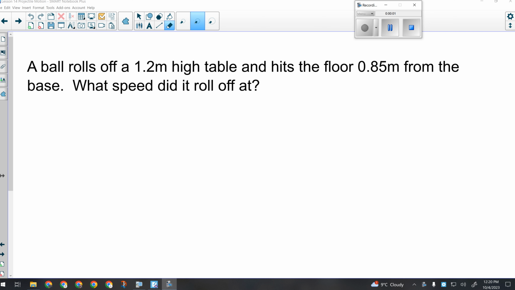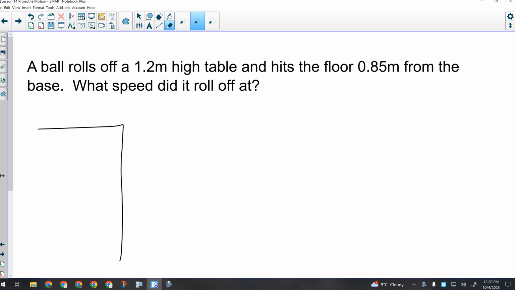Okay, so for this one here, is this a projected at an angle or projected horizontally question? It's horizontally, yeah. It rolls off of the table or cliff there, whatever it is, table it says. Okay, so it rolls off the table. That means it's rolling horizontally.